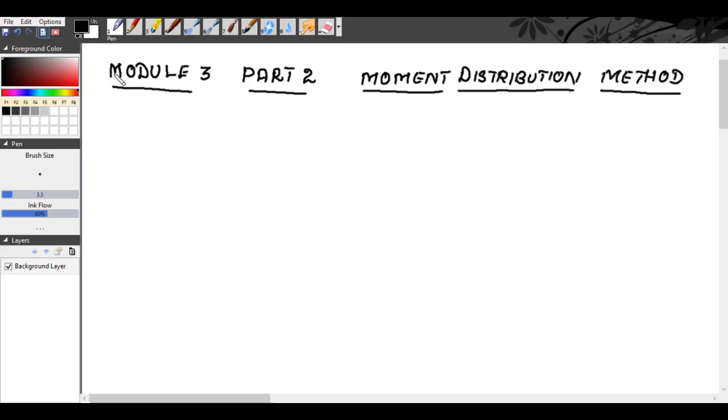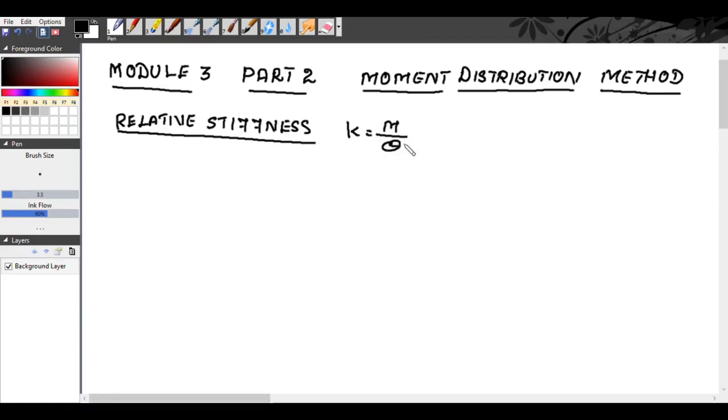Yesterday I missed a concept, that is relative stiffness. I forgot to tell you what relative stiffness is, so let us see it now. This will be very helpful for you while solving problems. We know stiffness is the moment required to produce unit rotation.